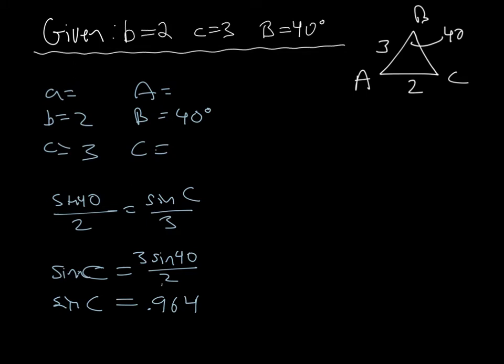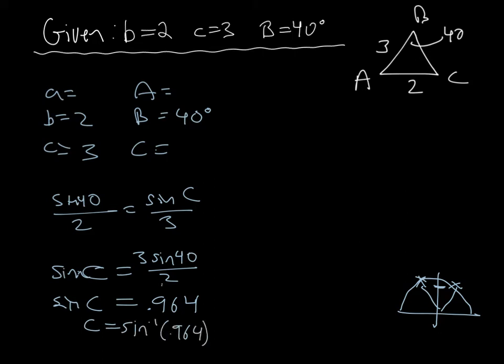If we were to think about this on the unit circle, I'm going to draw a little picture over here. Here's my unit circle. Well, 0.964 is almost 1, so there's a couple angles where that's going to happen. There's one angle in the first quadrant, and there's an angle in the second quadrant, where the sine of that angle will give me 0.964. So when we do sine inverse here, we get C equals the sine inverse of 0.964.